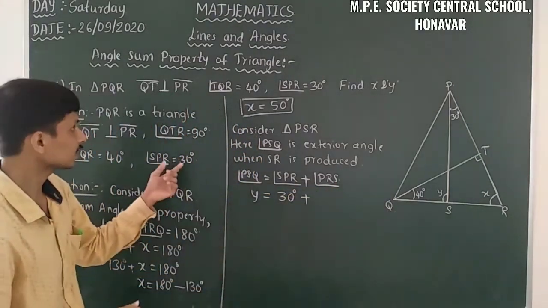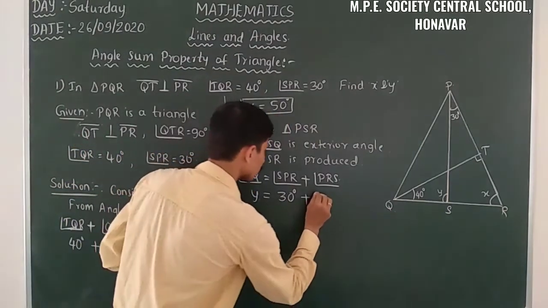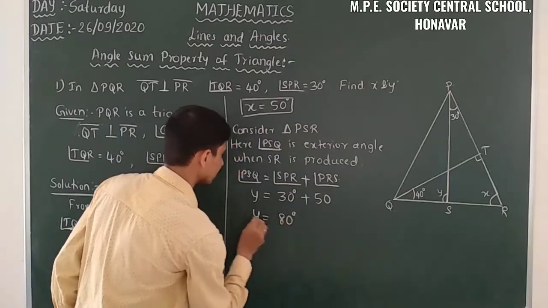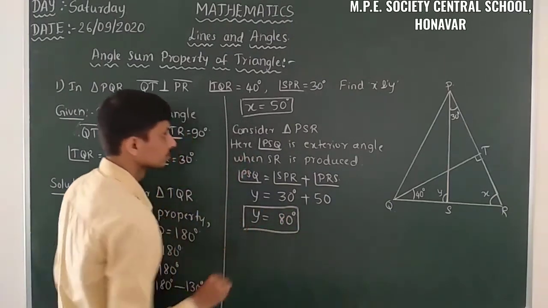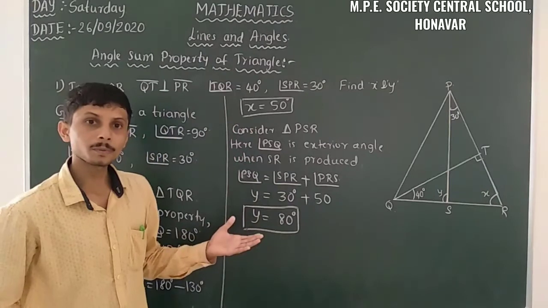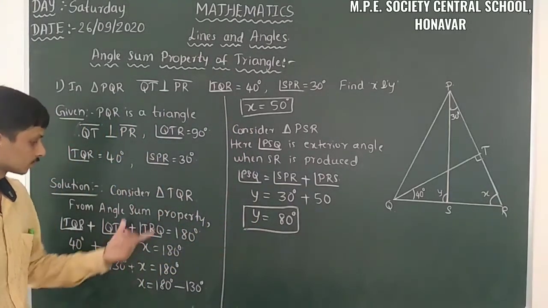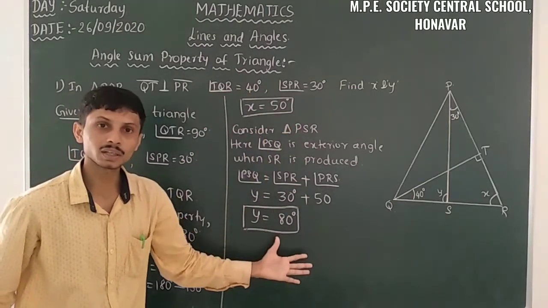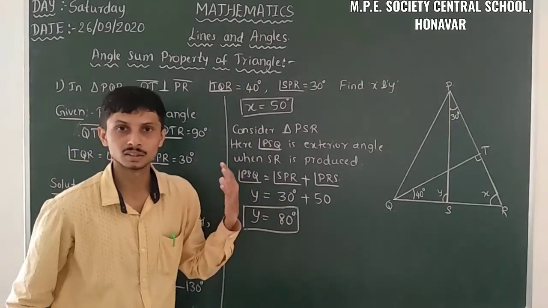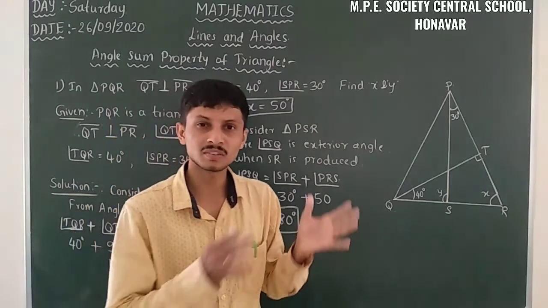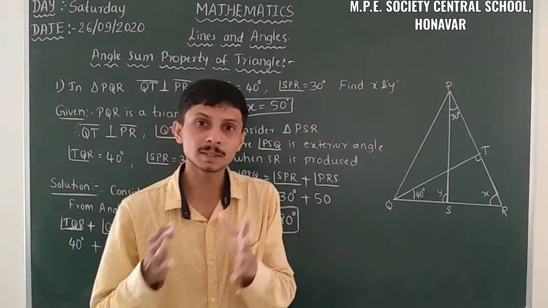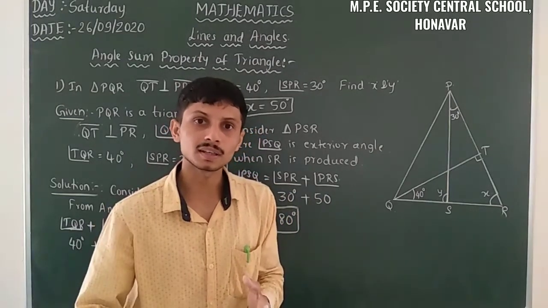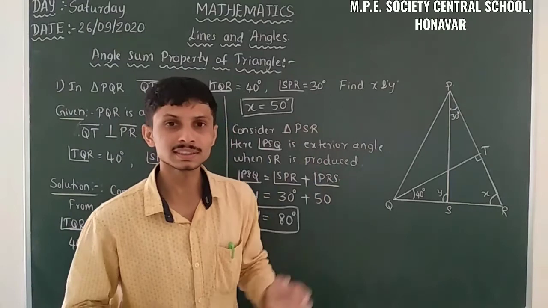What is the value of X here? We have the value of X is equal to 50. That is, Y is equal to 80 degrees. So we have the value of Y. With the help of theorem 6.7 we found out the value of X, and with the help of theorem 6.8 we found out the value of Y. So there are many sets of problems. We have to recognize what are the possible theorems and what are the possible axioms we have to use in this case.